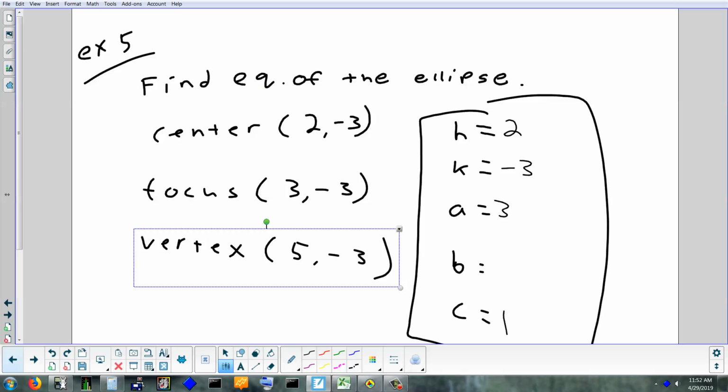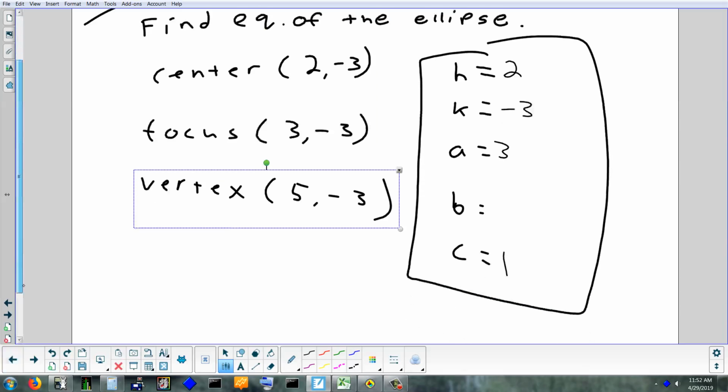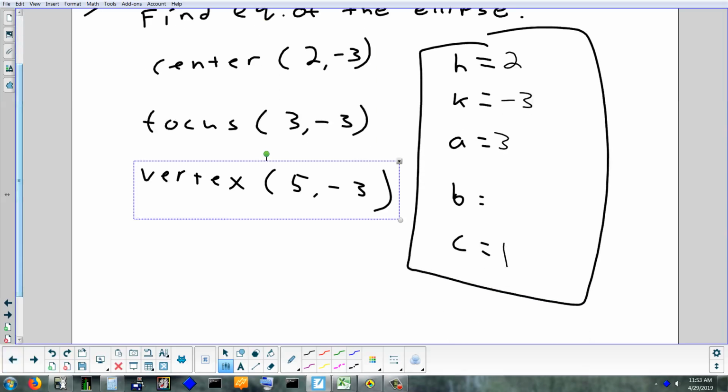A and B. So, how would I figure out B? Put it in that formula. Can you tell me what it would be when I plug everything in? 1 equals 9 minus b squared. Negative 8 equals negative b squared, or 8 equals b squared. You don't really need b. B is the square root of 8. We're not sketching. Okay, you need b squared.